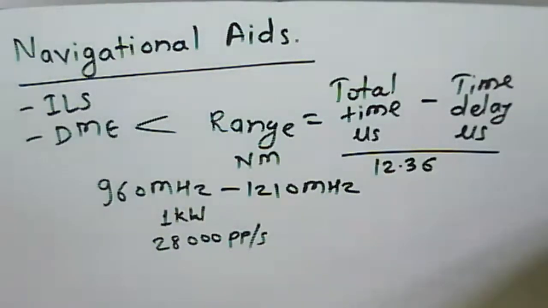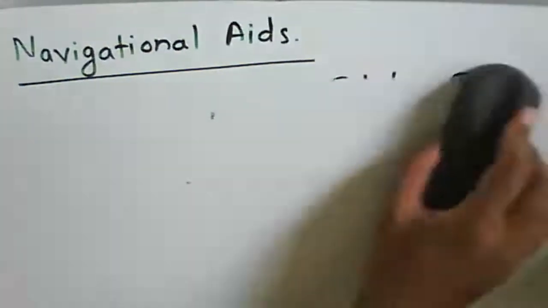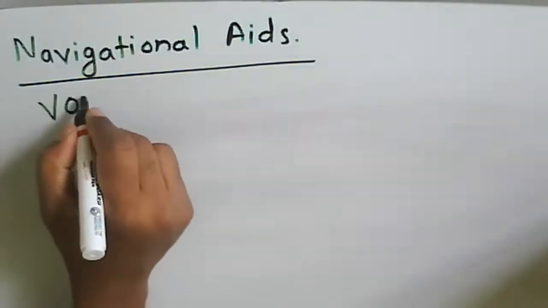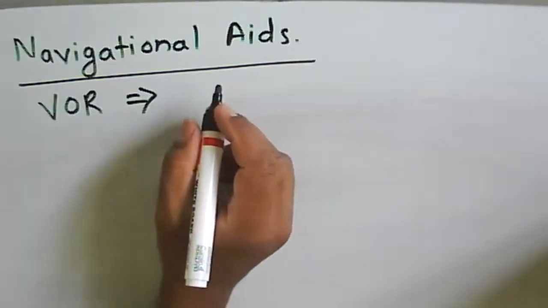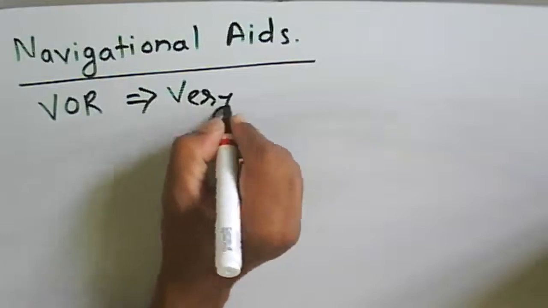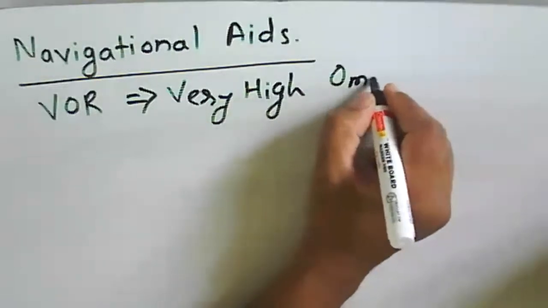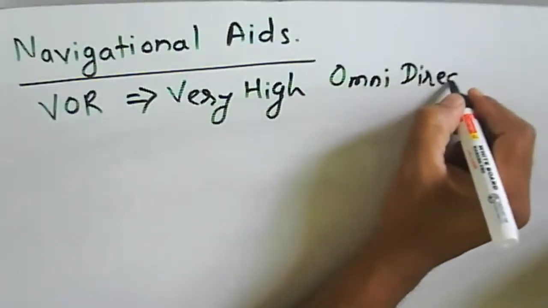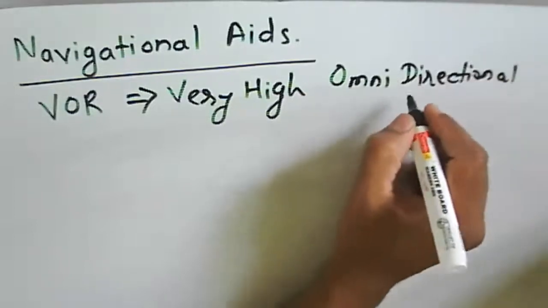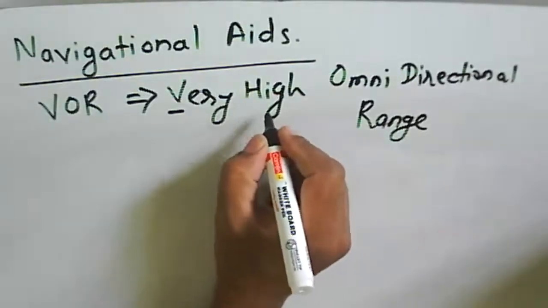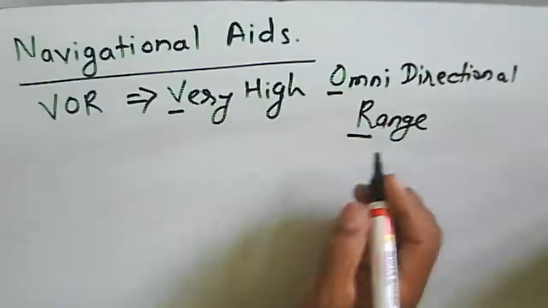Now we continue to understand another system, that is called a VOR. Okay. So the next navigational system that we will learn here is called a VOR. VOR stands for very high frequency omnidirectional range. Okay, so very high frequency omnidirectional range, VOR.